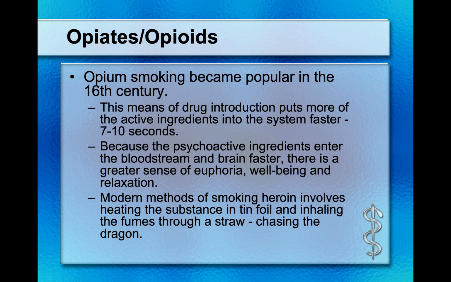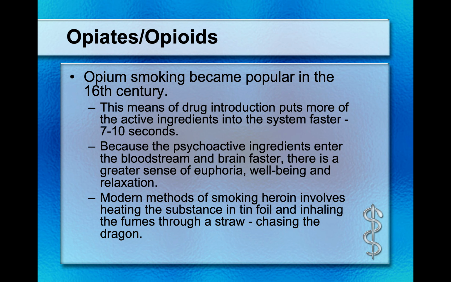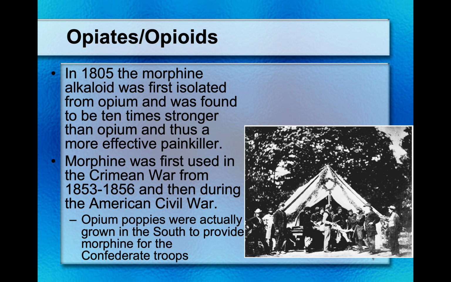And this is what it looks like to chase the dragon. As you can see, she's got a piece of tinfoil. She has the opium on the tinfoil, and she is cooking it with her cigarette lighter and sucking up the fumes with the straw. As weird as that looks, chasing the dragon.